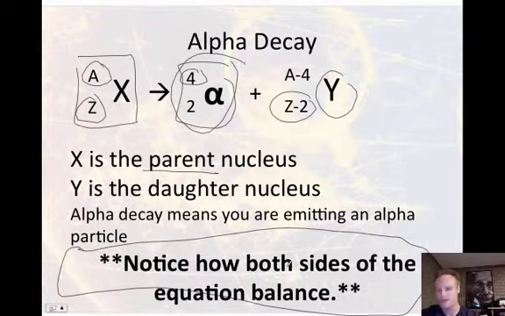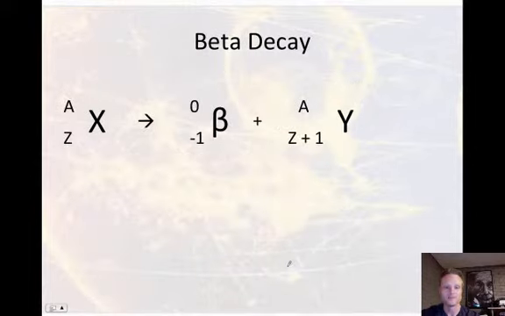This is called an alpha decay. Basically, it emits an alpha particle. This is called a beta decay, and as the name implies, basically it's releasing a beta particle. Remember, a beta particle is just an electron. That's a fancy name for basically an electron being released.